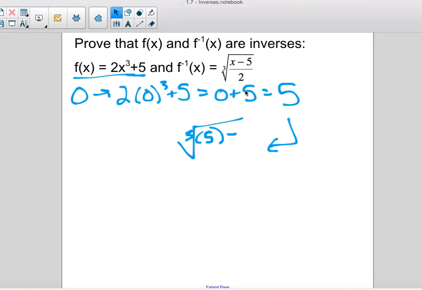I'm going to plug in 5, minus 5 over 2, right? And that's going to give me this, I'm kind of working backwards here. It's going to give me the third root of 0 over 2, which is just the third root of 0, that's 0, right? So basically, I'm just showing that it undid each other. So this one has a coordinate point of 0, 5, and then the inverse should have a coordinate point of 5, comma 0. So I plug in 5 and I get 0. So that's called substitution. That will also prove that two things are inverses.